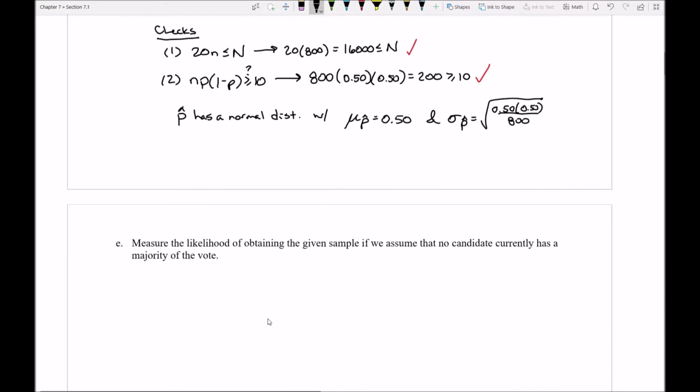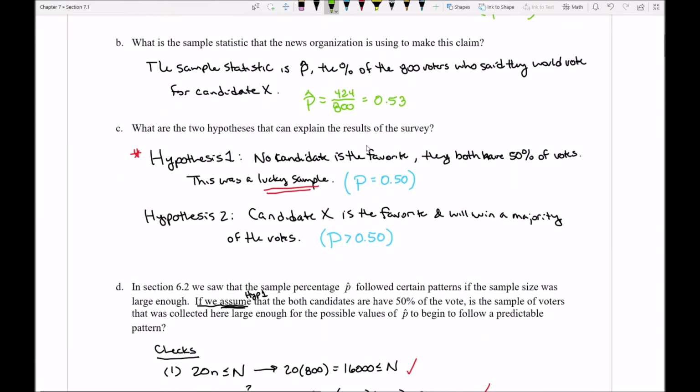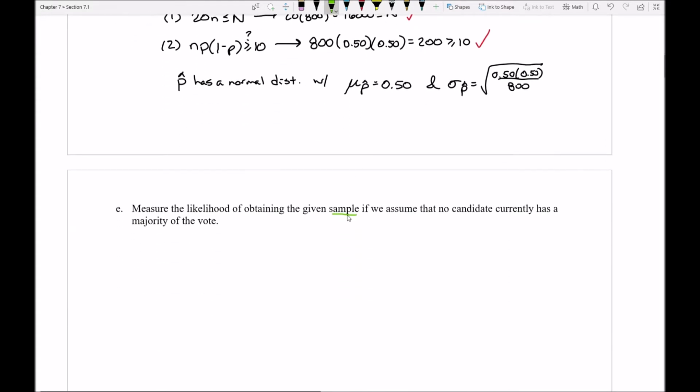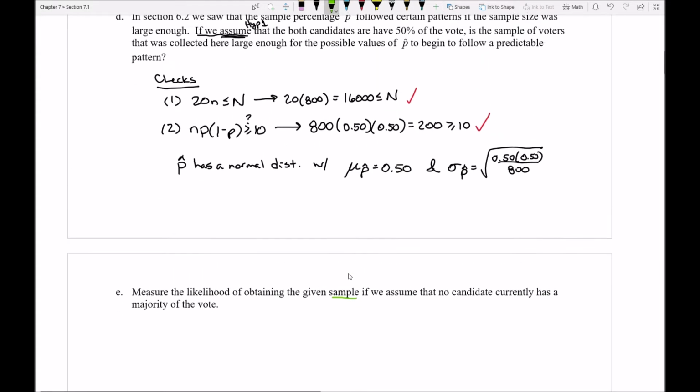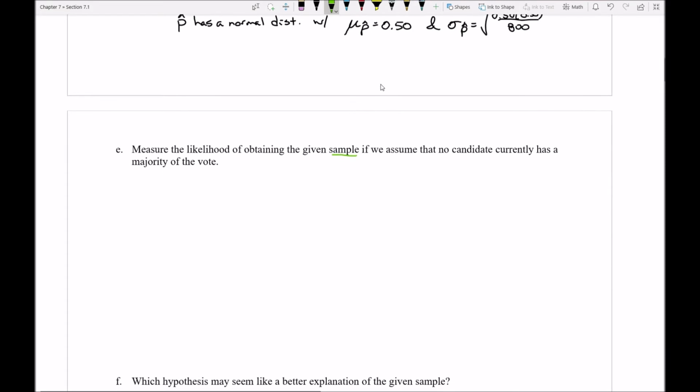Well, now that I understand how the p-hats behave, I can actually go ahead and try to measure the likelihood of getting the given sample that I actually got. That is, I could go back and say, this value, this 53%, 424 people out of 800, how likely is it to get that if we're assuming that candidate X only gets 50% of the vote overall? Okay, well, let's take a look and see how we would do this.